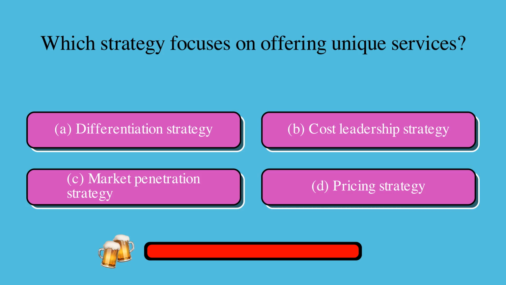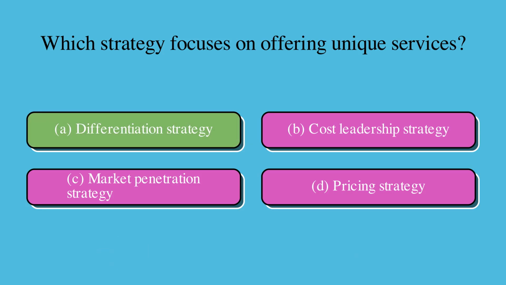Which strategy focuses on offering unique services? Is it A, differentiation strategy, B, cost leadership strategy, C, market penetration strategy, or D, pricing strategy? The correct answer is A, differentiation strategy.